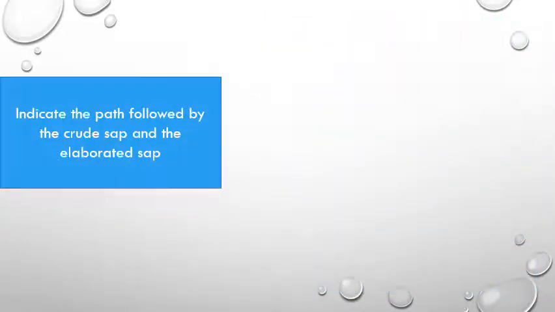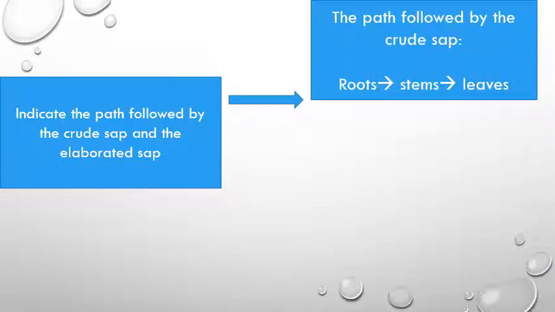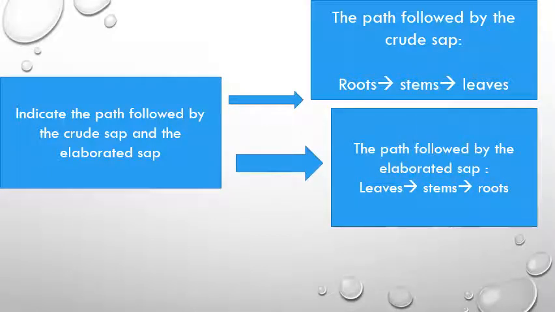Ready for this question now? I want from you now to indicate the path followed by the crude sap and the elaborated sap. Yay! Excellent! So the path followed by the crude sap is roots, stems, then the leaves. Since the crude sap is absorbed by the roots, the mineral salts and the water are present in the soil. So it's absorbed by the roots first, then it's going to go up to the stem, then up to the leaves. However, the path followed by the elaborated sap is the opposite. Because it's synthesized in the leaves, it's going to go from the leaves to the stems to the roots.